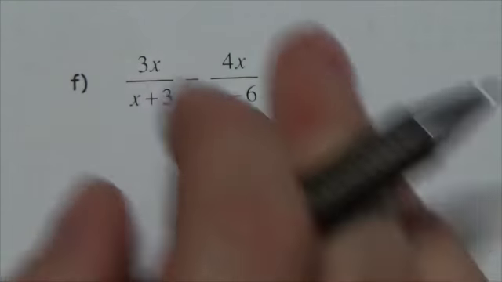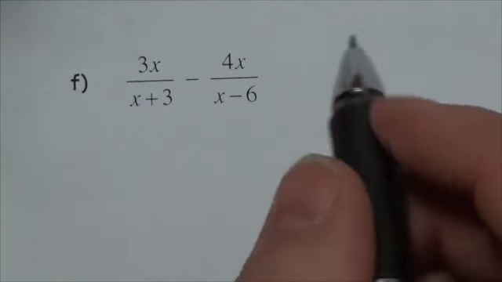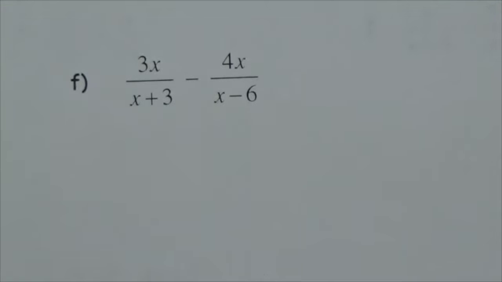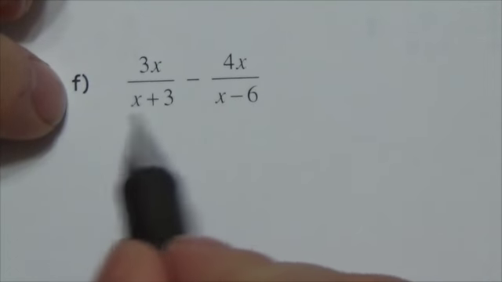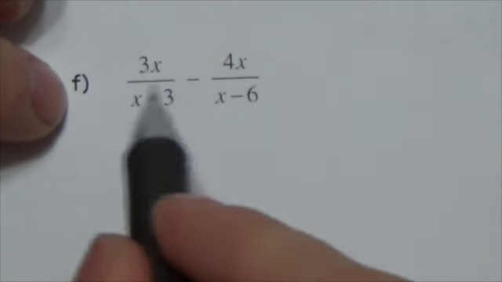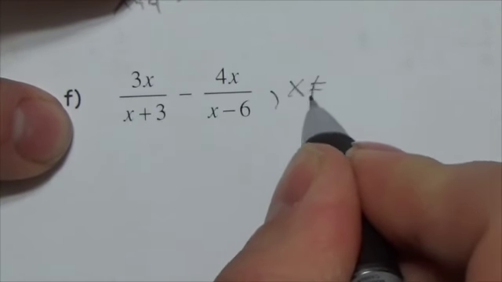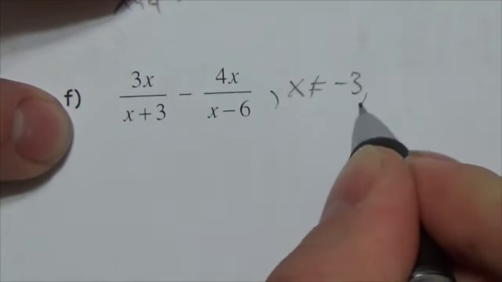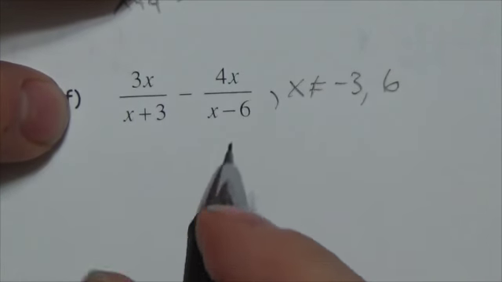All right, now here we truly get a question that's going to require a little bit more effort, because the denominators are different. But they are factored. There's nothing more you can do here. That is about as simple as they're going to get. But let's really quickly state the non-permissibles. Now I've got two non-permissibles, negative 3 and positive 6, coming from both of those denominators.